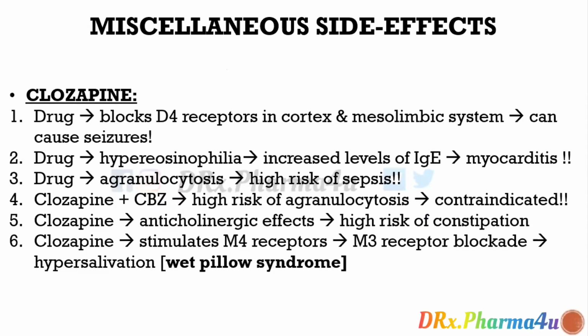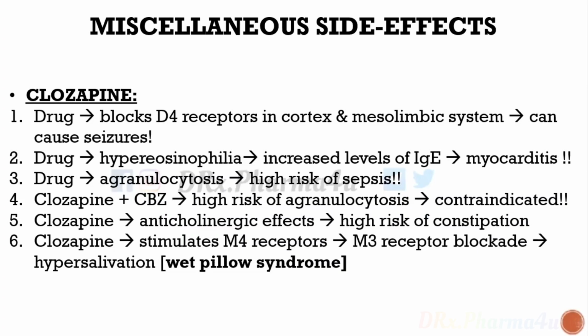Coming to miscellaneous side effects, let's come to clozapine, which is one of the most dangerous medicines. This drug blocks D4 receptors. As I said in yesterday's video, we have 5 types of dopamine receptors, D1, D2, D3, D4, and D5. Clozapine has activity on D4 receptors. So that can cause seizures. If the D4 receptors are blocked, it can cause seizures.